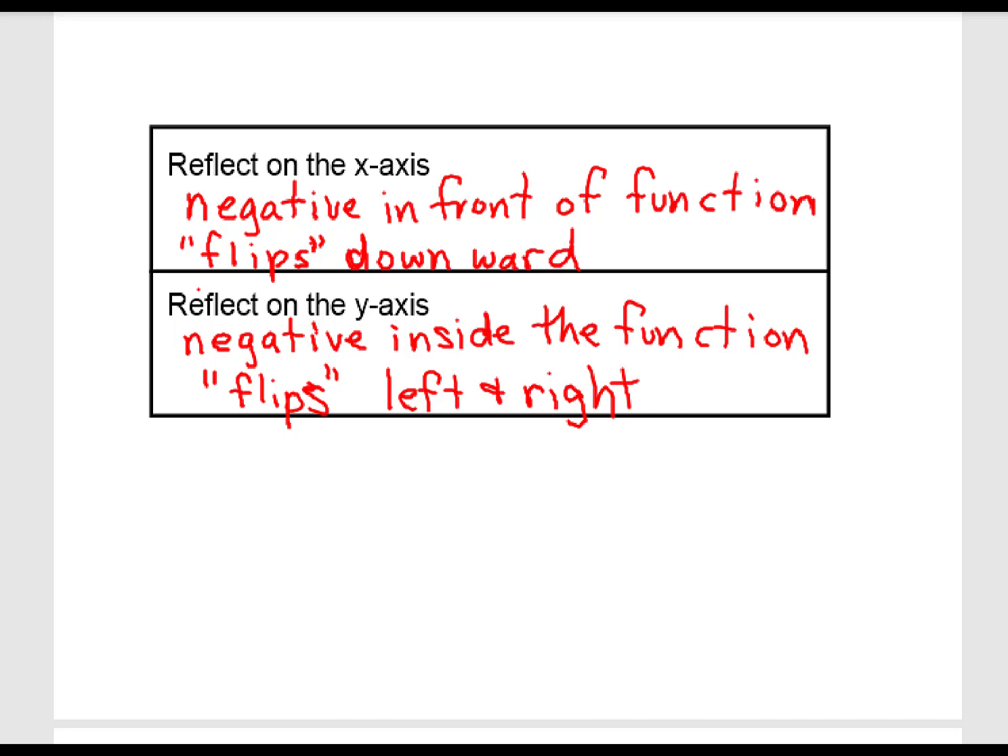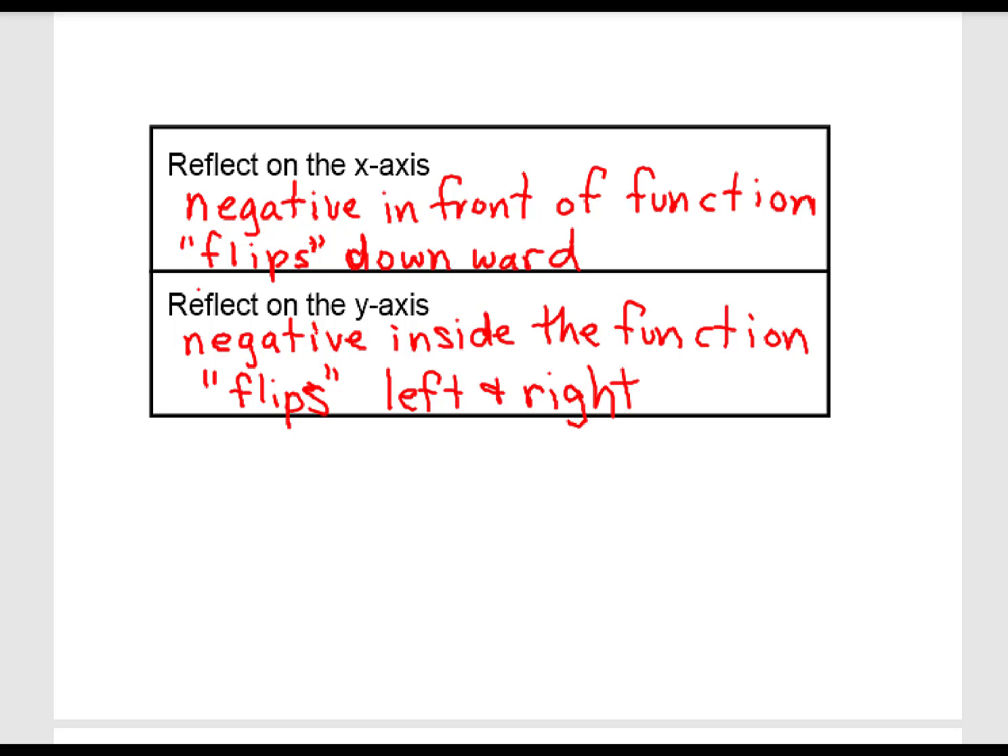This is section 2.5, transformations of functions, part 2. So we left off in part 1 talking about transformations and how a shift upward, downward, left, or right looks in the function. And so now we're going to talk about transformations that involve reflecting on the x-axis or reflecting on the y-axis.